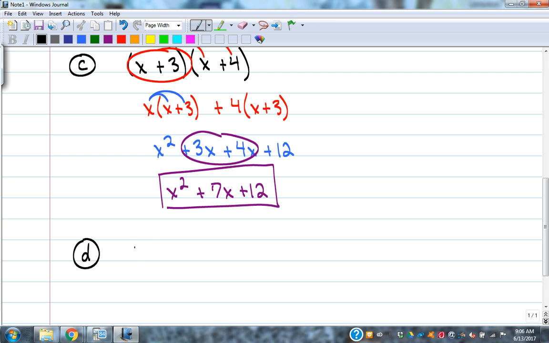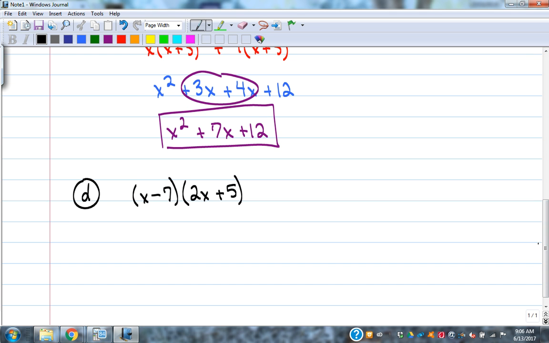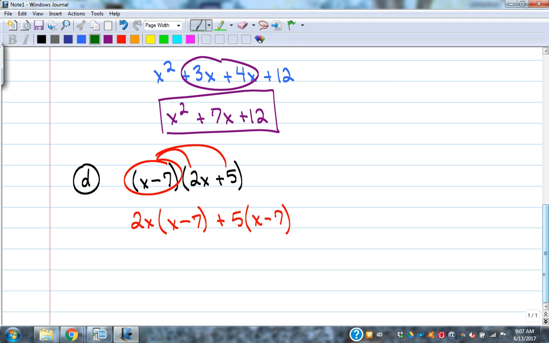Another, maybe x minus 7 times 2x plus 5. Again, it's distributive property over and over today. So I'm distributing x minus 7 to both of those terms. So that's 2x times x minus 7 plus 5 times x minus 7. And I'm writing out every step here. Obviously, if you can do some of it in your head, then do that. That's fine. I'm just writing it out for our benefit here.